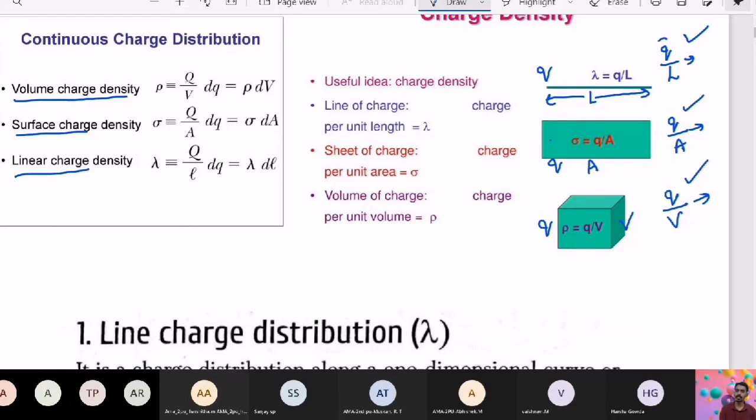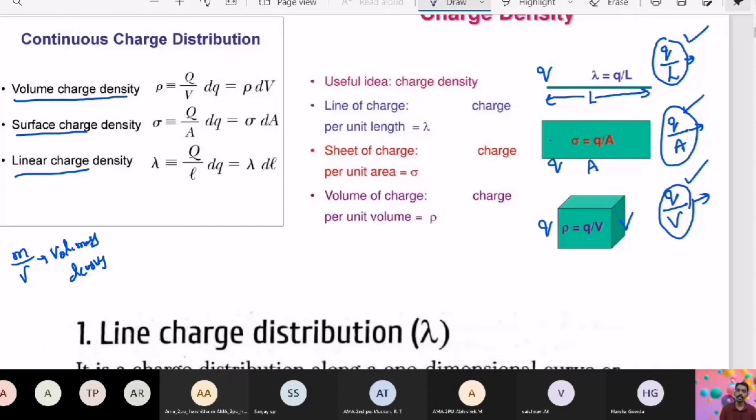Charge per unit length is called linear charge density. Charge per unit area we call surface charge density. Charge per unit volume is called volume charge density. Till now we have seen two kinds of densities. One is mass by volume, that is volume mass density. I told you many times, density is nothing but always by volume only. We have discussed it already.